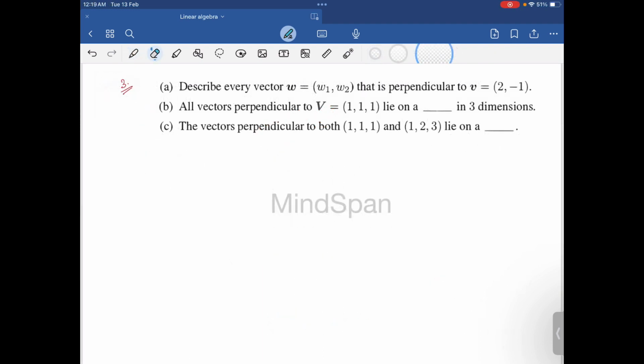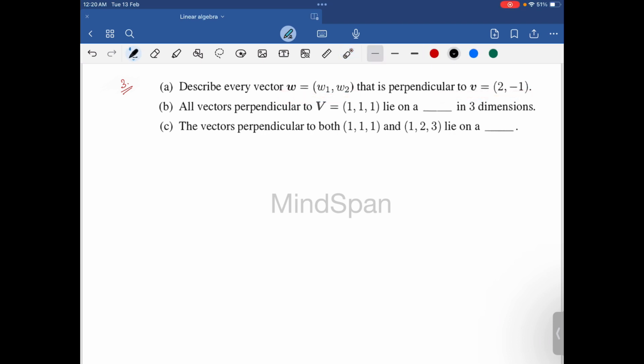Okay, so let's look at question number 3. There are 3 parts in this. The first part is: describe every vector w, and this vector has two components. That means this vector must come from a 2 dimensional space, that is perpendicular to v. So describe every vector that is perpendicular to this v, right? We need to describe every vector that is perpendicular to this v.